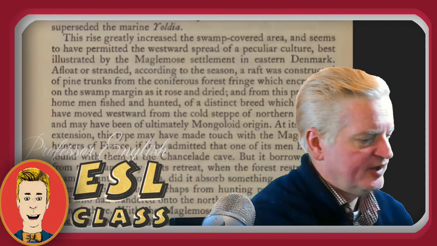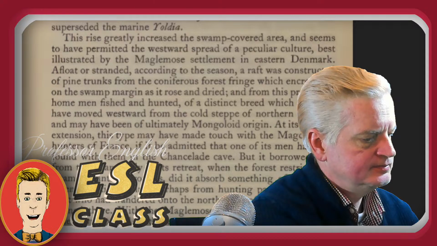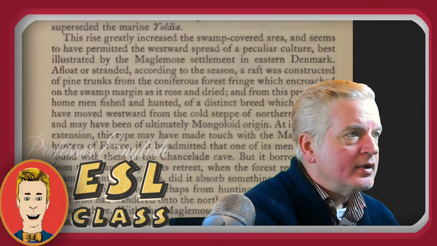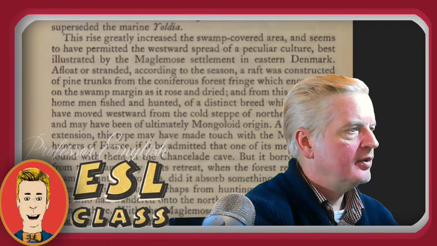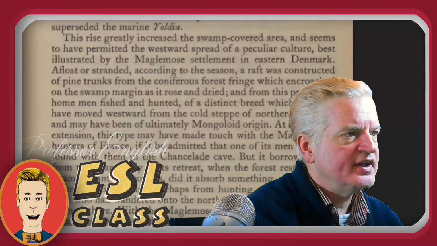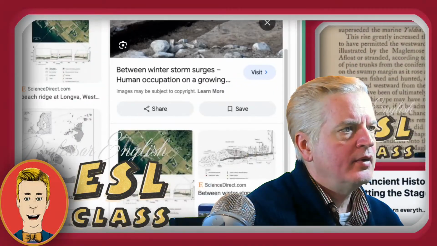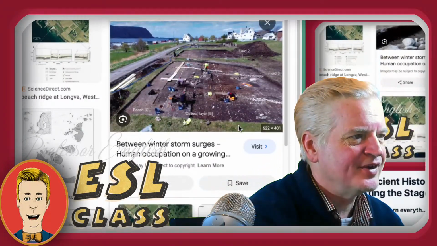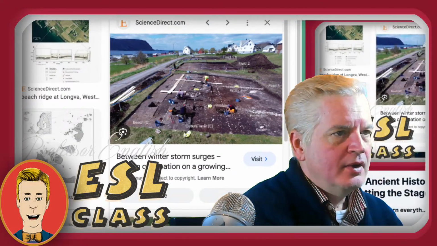Maglemose. Let's see if there's a picture of that. Did I spell it wrong? Oh, well, there's really nothing to see. It's not much of a picture, but I guess this is what they're talking about. It's some kind of archaeological site. Okay.